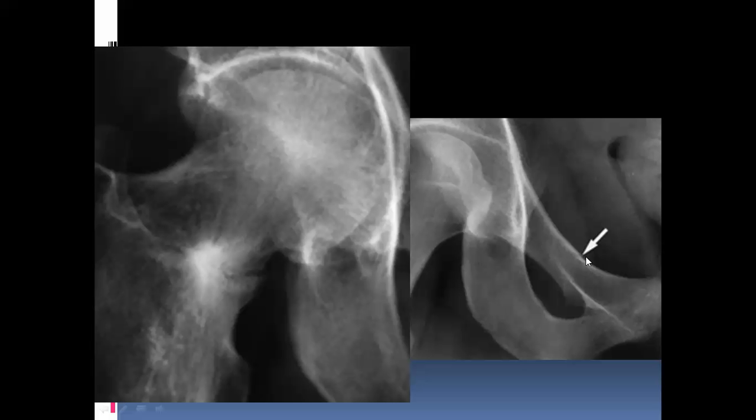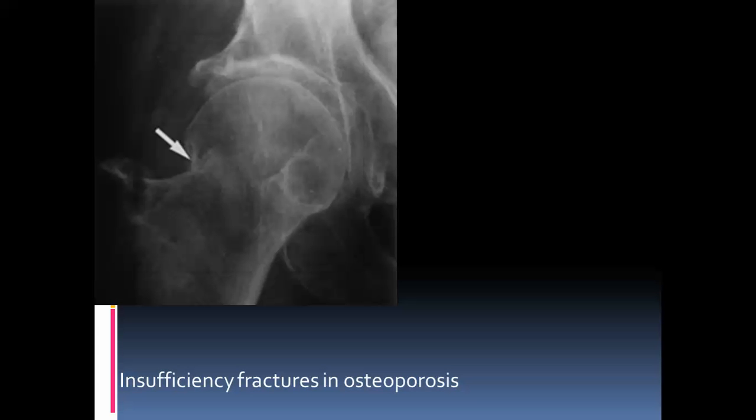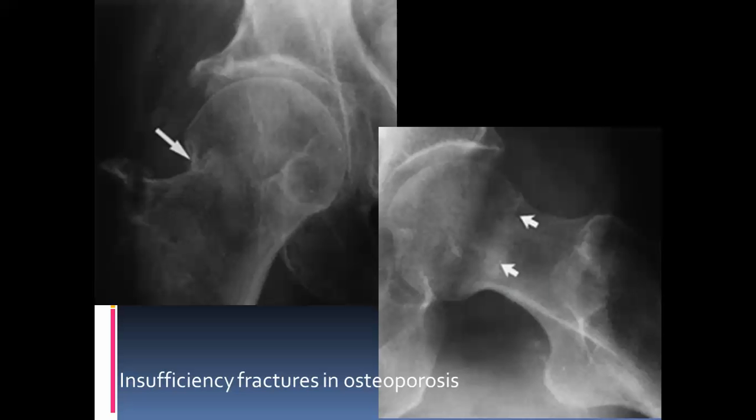Here is fracture superior ramus. Here is another stress fracture of the neck. Insufficiency fracture in osteoporosis. See the only some coarse trabeculation are still seen, but the fine trabeculae are absorbed, and we have the stress fracture or insufficiency fracture.